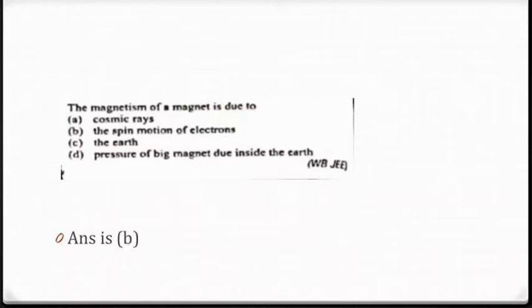The magnetism of a magnet is due to A, cosmic rays; B, the spin motion of electrons; C, the earth; D, presence of a big magnet inside the earth. So the magnetism of a magnet is always due to option B, that means the spin motion of electrons. That's why the property of the materials depends upon the spin motion of electrons. Thereby materials are divided into diamagnetic, paramagnetic, ferromagnetic.